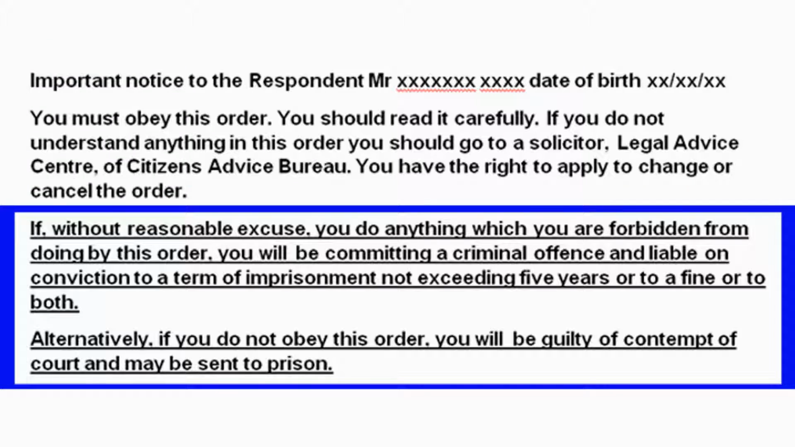In the second part, it states, "If without reasonable excuse you do anything which you are forbidden from doing by this order, you will be committing a criminal offence and liable on conviction to a term of imprisonment not exceeding 5 years, or to a fine, or to both. Alternatively, if you do not obey this order, you will be guilty of contempt of court and may be sent to prison."